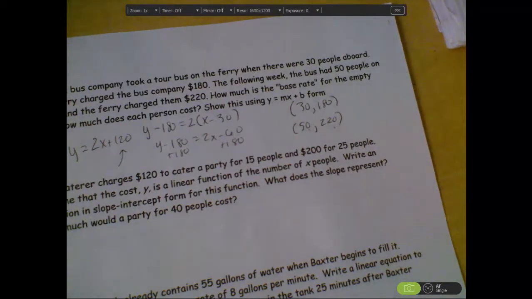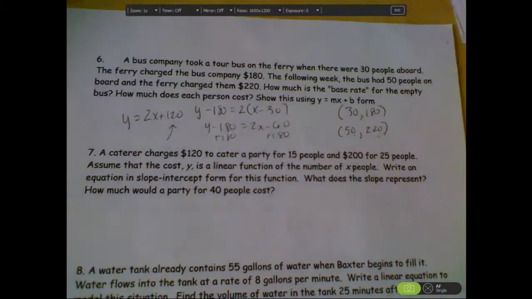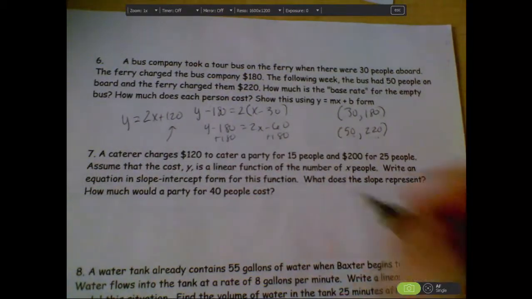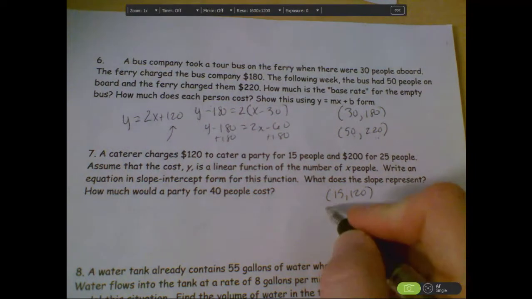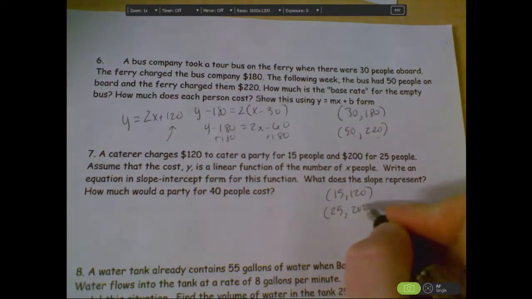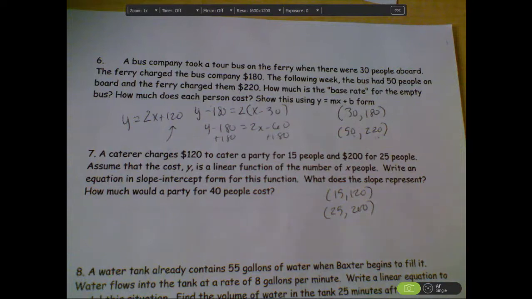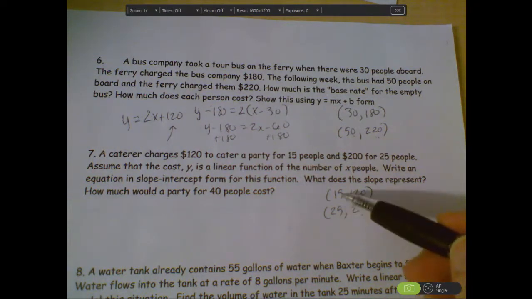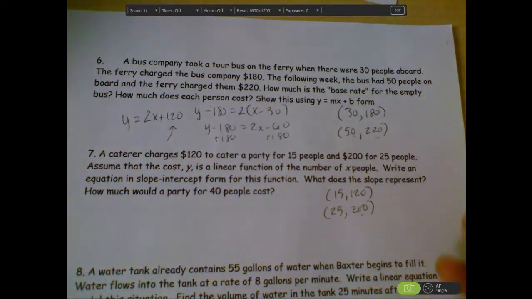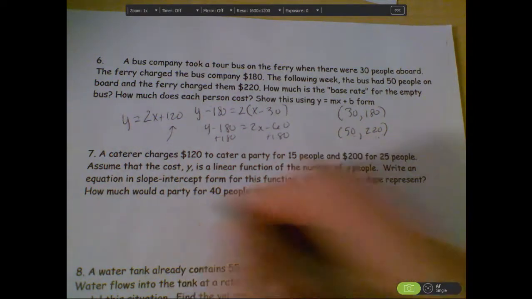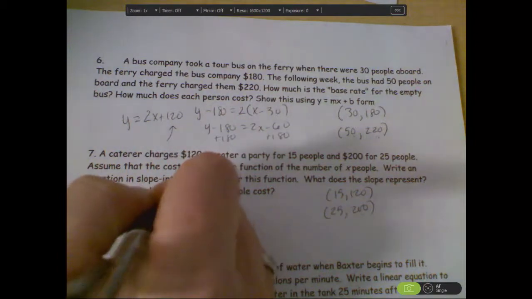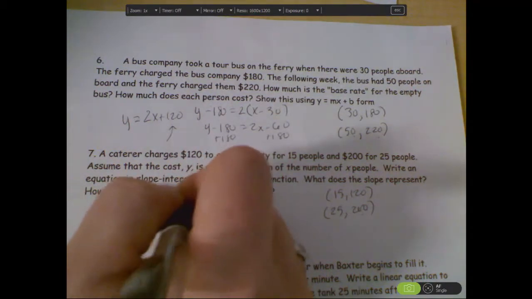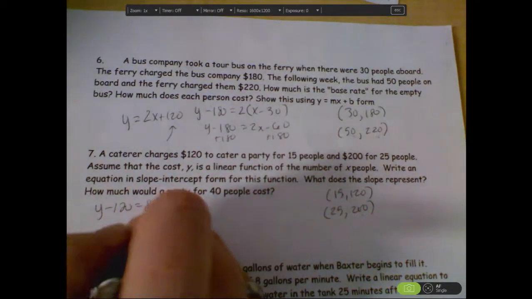Okay, so now this one, if you have 15 people and it costs $120, then your first coordinate is 15, 120, and you have 25 people that cost $200. Same thing. 80 over 10 is 8, so your slope is 8. And then write the formula for the point slope form. Y minus 120 equals 8 times x minus 15. Solve for y.